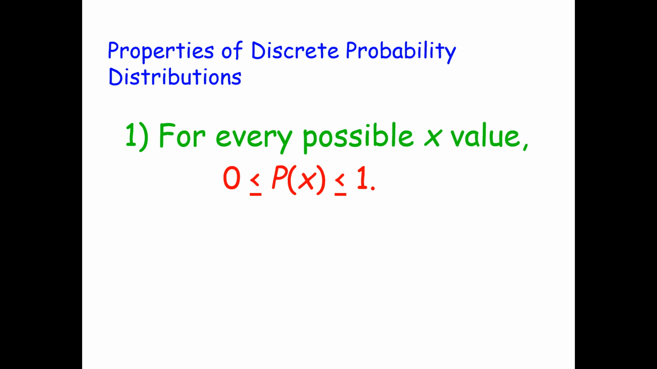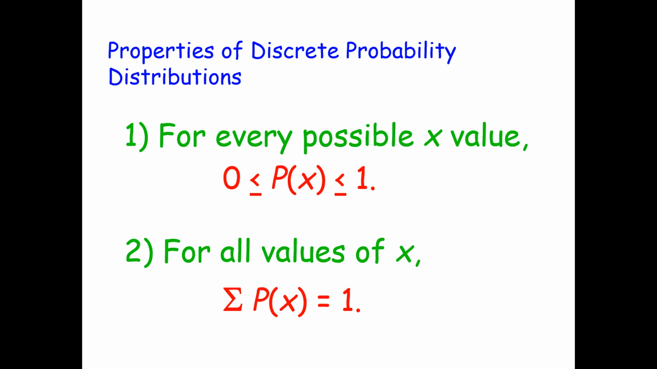Let's talk a little bit about the properties of discrete probability distributions. First, for every possible x value, the probability of x will be between or equal to 0 and 1. And for all values of x, the sum of those probabilities will equal 1.